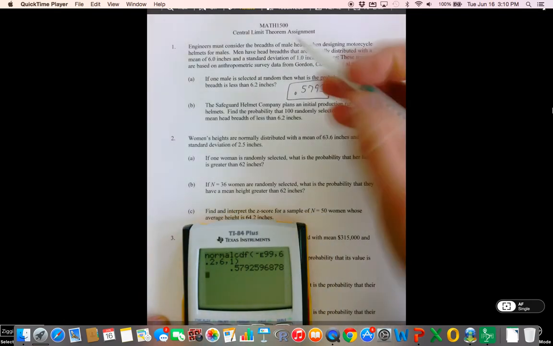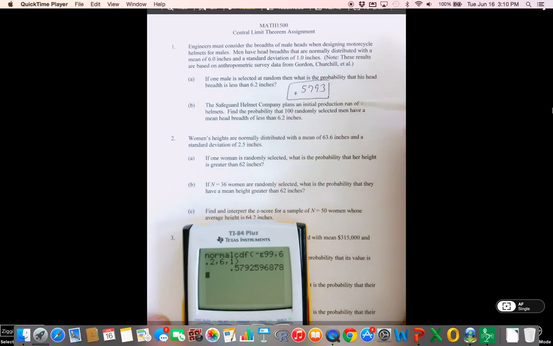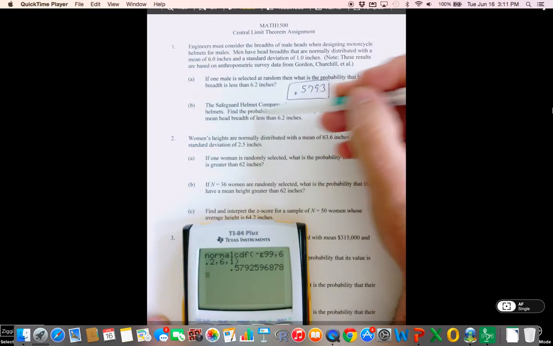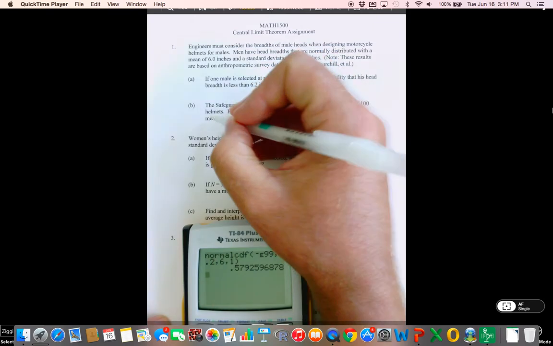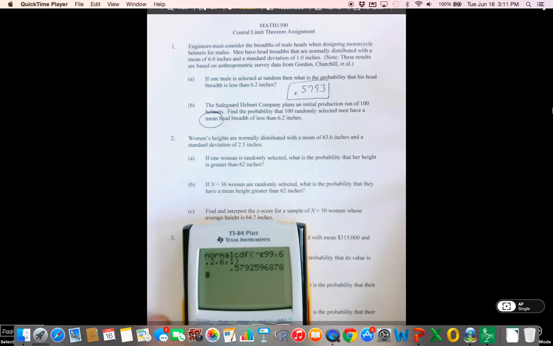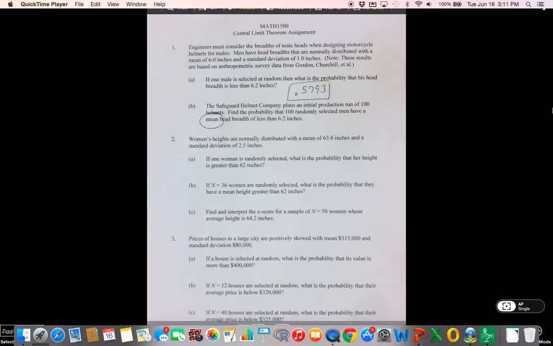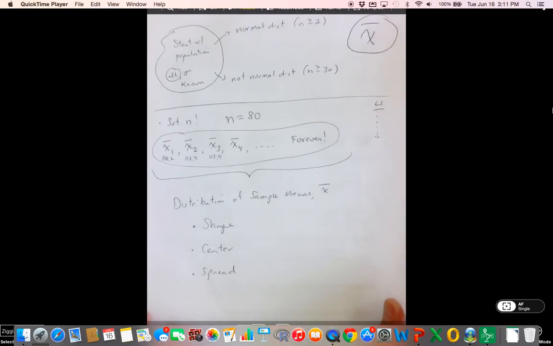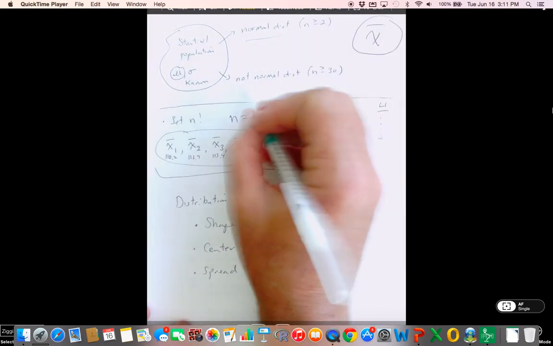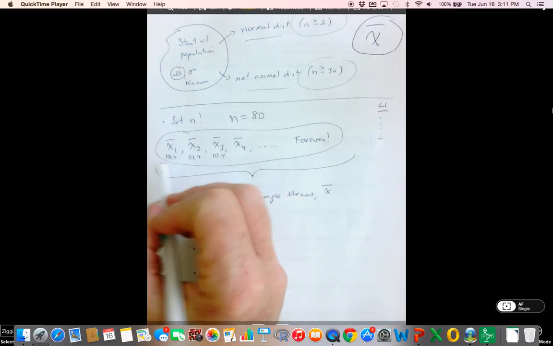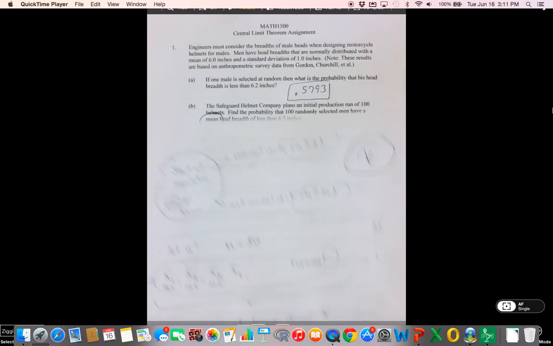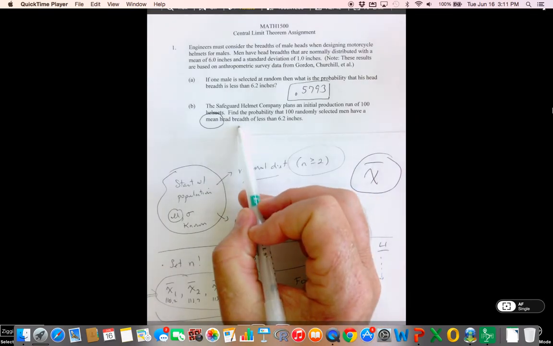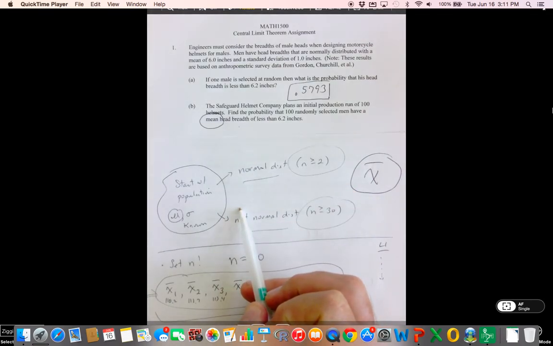Now the next thing says the Safeguard Helmet Company plans an initial production run of 100 helmets. Find the probability that 100 randomly selected men have a mean head breadth of less than 6.2 inches. Now guys, that's where we get back into these problems. This is where we get into a normal distribution, not normal, sample size restriction, and then we start our focus on how the sample means would behave. Well, that key word right there tells you that this problem falls in the central limit theorem type of problem.